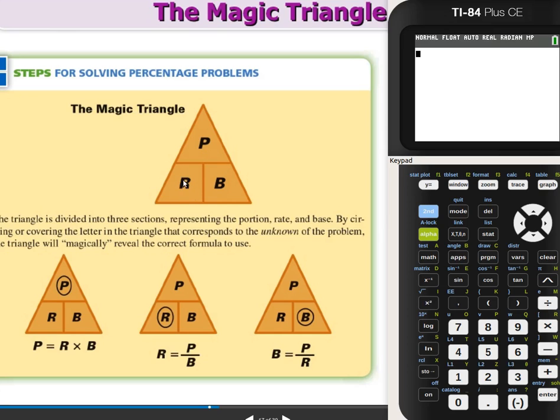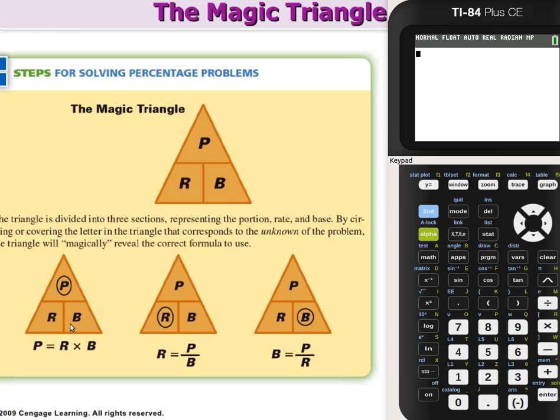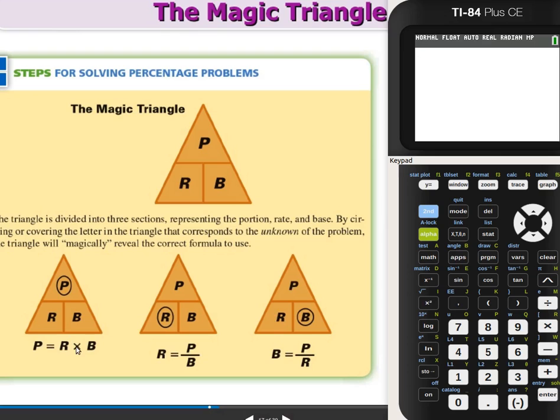And whatever you're solving for, you just circle that one, or else you just cover it up. And then whatever's left over, that's going to be how you find the one that you're looking for. So if we're finding the portion, you would circle the portion or else cover it up, and then see the R and the B, they're next to each other. So it goes rate times base. Or else if you're finding the rate, you circle this one or cover it up. And what's left over, it goes portion over base. See how the portion is over the base? Or in the case of finding the base, it goes portion over rate. So just the way that these symbols are oriented will give you the different formulas. So this is just a helpful way to remember how to do the formula.